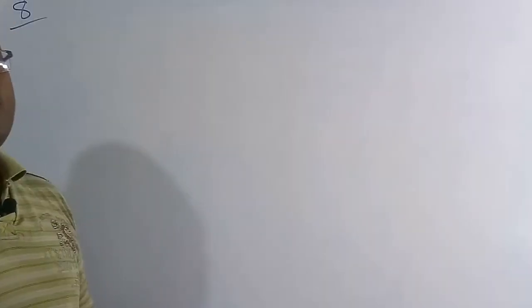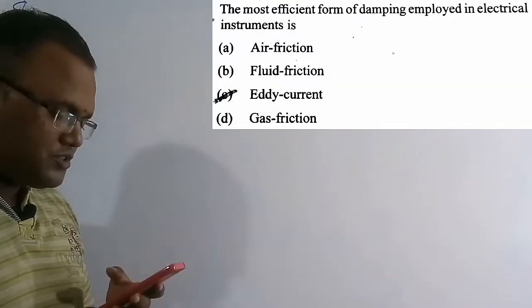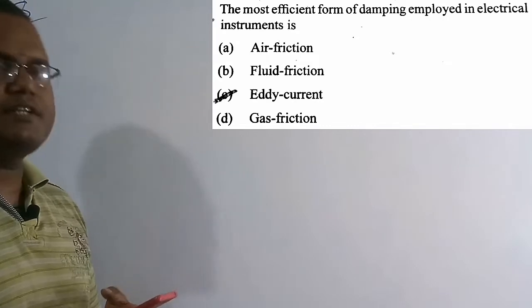So now we are going to solve the 8th question. See the question here: the most efficient form of damping employed in electrical instrument is.